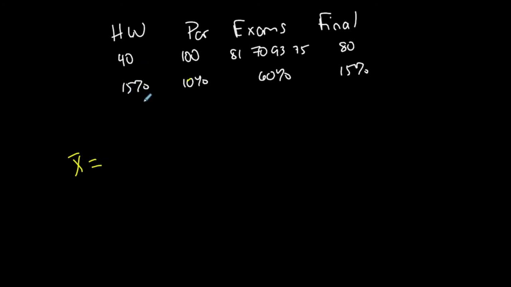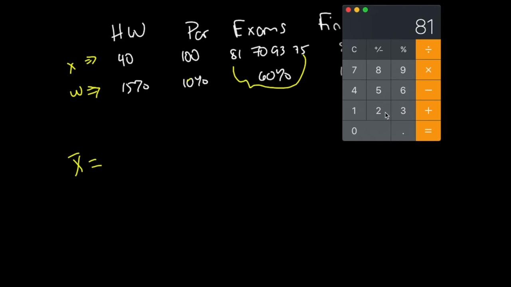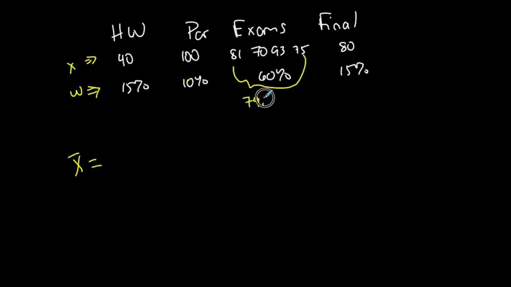Now, what are the weights? The weights are the percentages, right? Because 60% of your overall grade weighs more than a 10% of your overall grade, and so forth. So the X's are going to be the grades, the values in each of these cases. 60% represents these four exams, but each of them are not 60%, right? Their average is 60%. So let's do 81 plus 70 plus 93 plus 75 divided by 4 and find the average of the four exams. 79.75 is the average of these four exams. So that 79.75 is represented by the 60%.